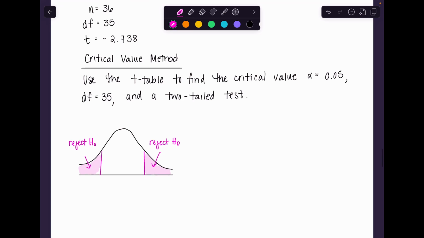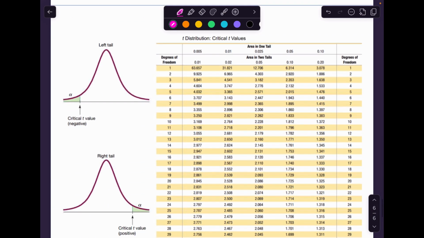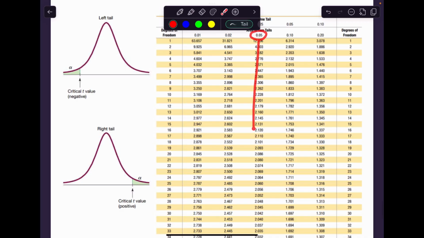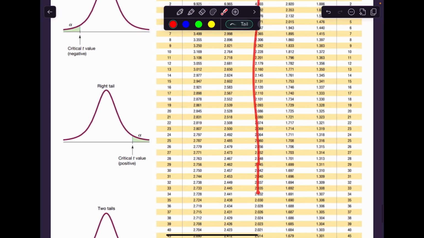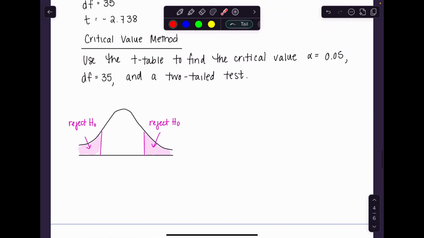So using my chart, I've got a two-tailed test, and the area in those two tails is 5%. So I'm going to be using this column here. My degrees of freedom is 35. So I'm going to have to scroll down quite a bit, keep going. And here is my degrees of freedom being 35. So my critical value is 2.03, which means the other one is negative 2.03. Okay. So we get two values for these critical numbers.